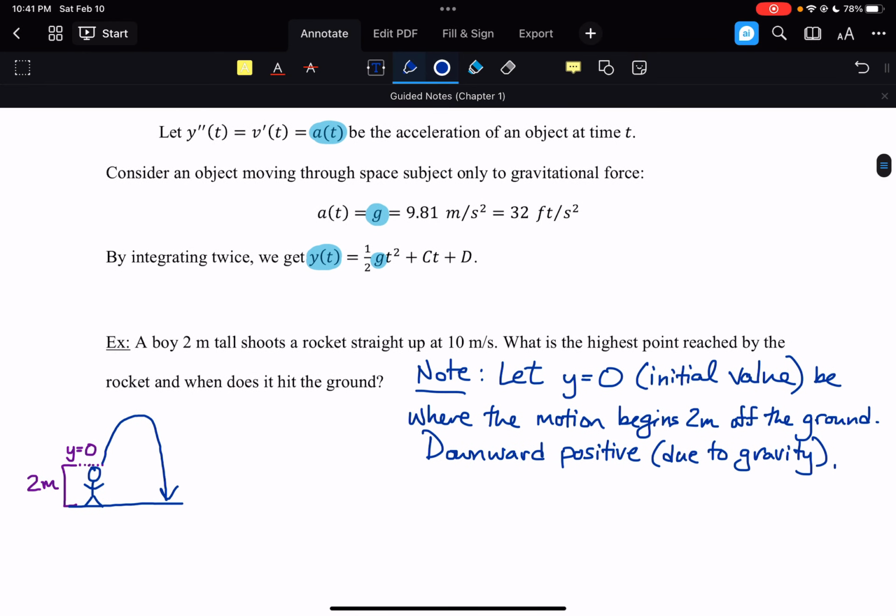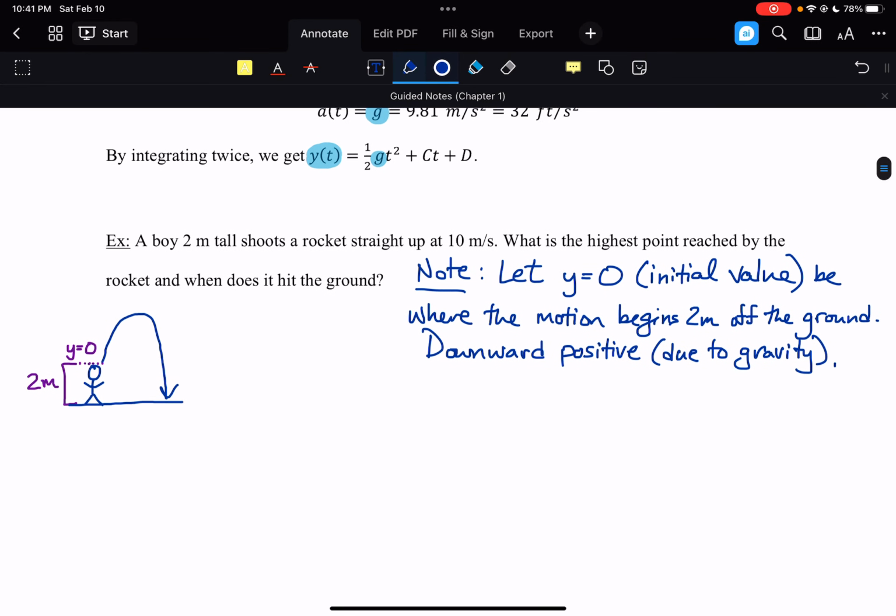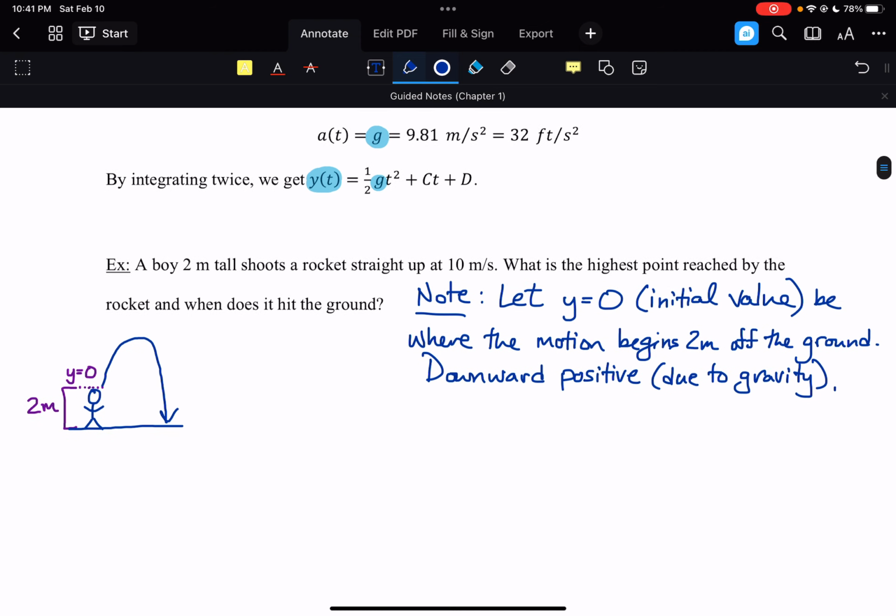So I've got a little bit of setup here for us. A boy, 2 meters tall, shoots a rocket straight up at 10 meters per second. What is the highest point reached by the rocket, and when does it hit the ground? So we've got a couple questions here. What is the highest point that the rocket reaches, and when does it hit the ground? So we're looking to find what that highest point is and the time at which it hits the ground again.